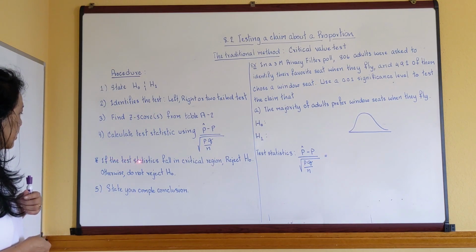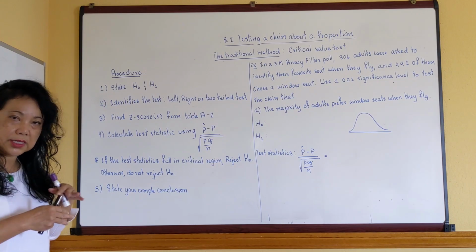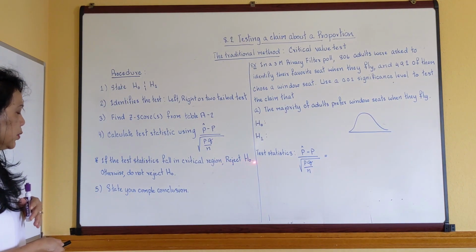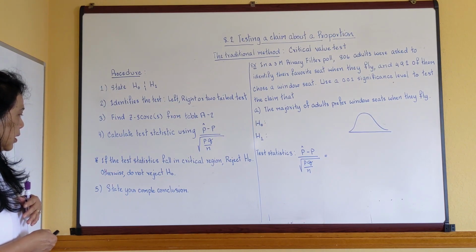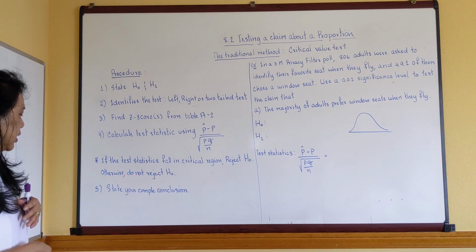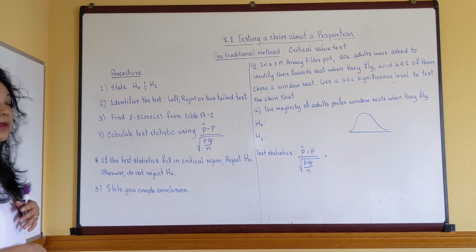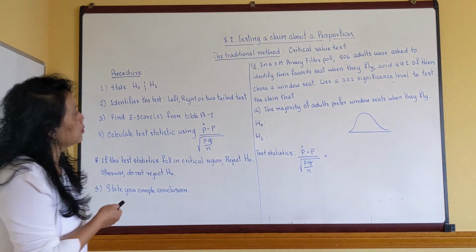Now, if the test statistic falls in the critical region, the shaded area, you will reject H0. Otherwise, if the test statistic does not fall in the shaded area, you do not reject H0. Then you state the complete conclusion. Now, let's look at our first example.